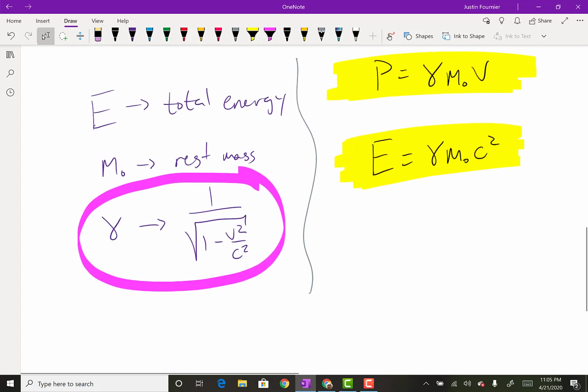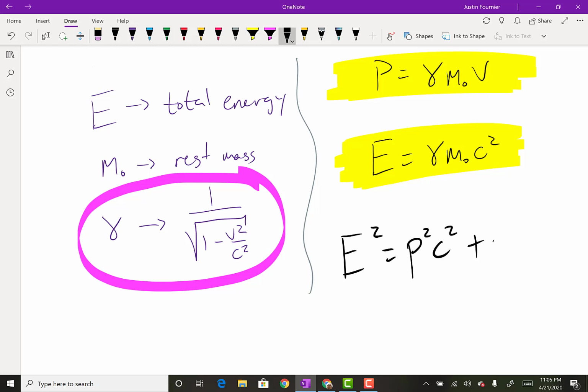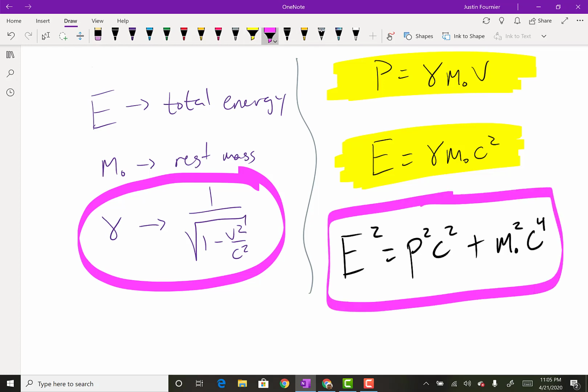Basically, what I want you to do, using these ideas, is get to this relationship: the total energy squared is equal to the momentum squared times the speed of light squared, plus your rest mass squared times the speed of light to the 4th power. So see if you can do that. You're starting with these two ideas and then getting to this. Post it to the discussion board.